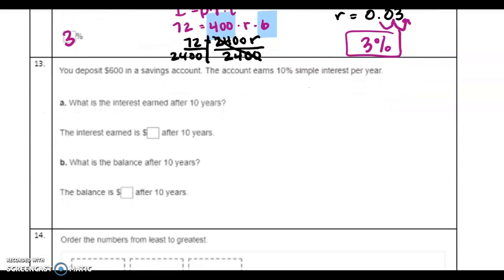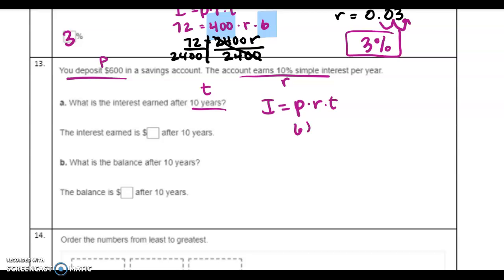You deposit $600 into a savings account. So I deposit, which is P. It earns 10% simple interest. So it has the percent sign, so we know that's R. And that's just saying per year. So now I want to know what is the interest after 10 years. So this is going to be my time. So I have I equals P times R times T.